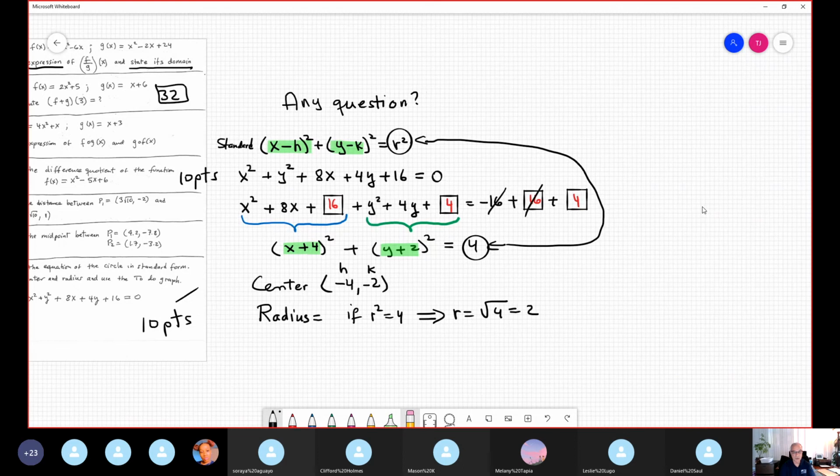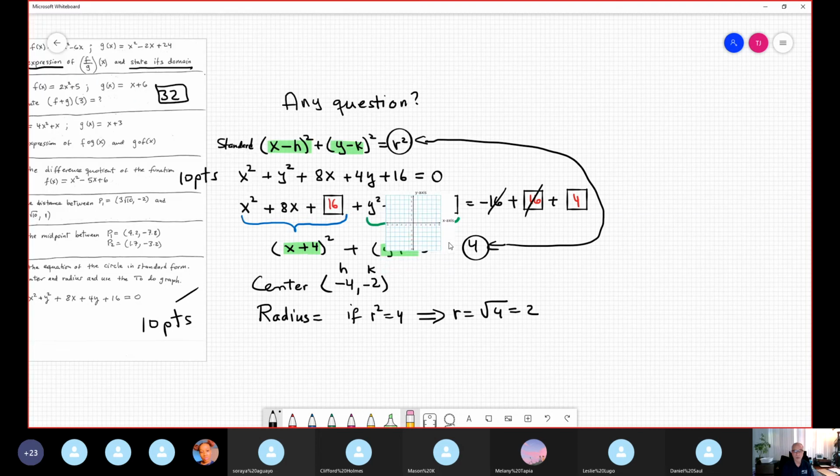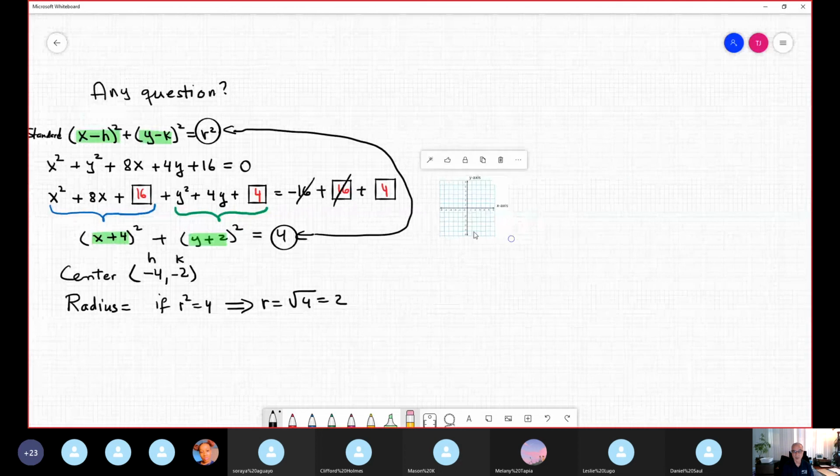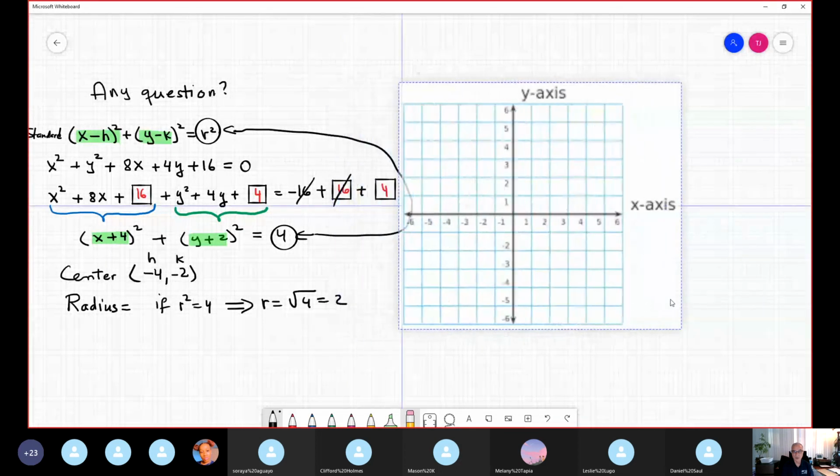Okay, so the information that we need to make a graph is center and radius. Let's do it. Okay. Let's do it. So I want to take the graphic paper. There you go. Graphic paper here, over there. Let me enlarge a little bit to see much better. Okay, good.